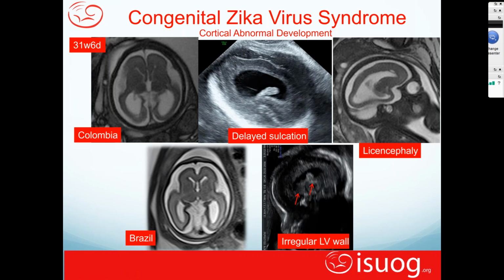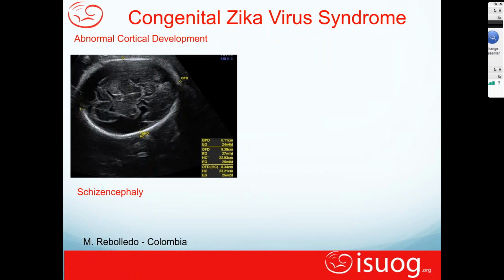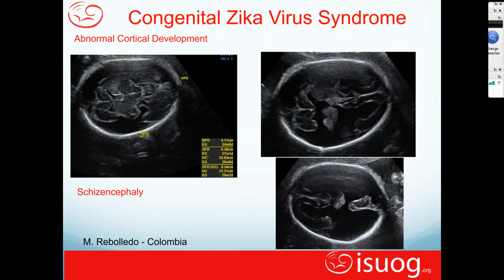Irregular ventricular walls, changes that go along with poor development of the central nervous system. Schizencephaly can take place too, where you see a sort of ablation of part of the brain. You're missing part of the brain, probably infarcted. And this is another example from Colombia where they had a case of Zika that had a schizencephaly. Here are more dramatic cases that you can see on the right side of these images.